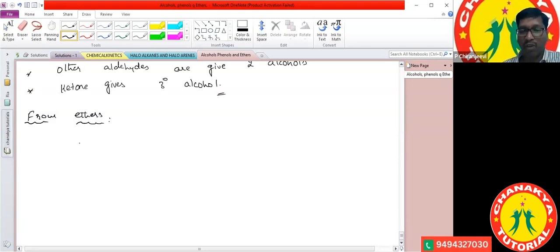First, I'll write the general formula. What is the general formula of ethers? R-O-R is called an ether. It undergoes acid hydrolysis, which means the reaction is carried out in the presence of acid. Then you can break the bond: wherever the oxygen is, on that side you add H plus, and on the opposite side you add OH minus.